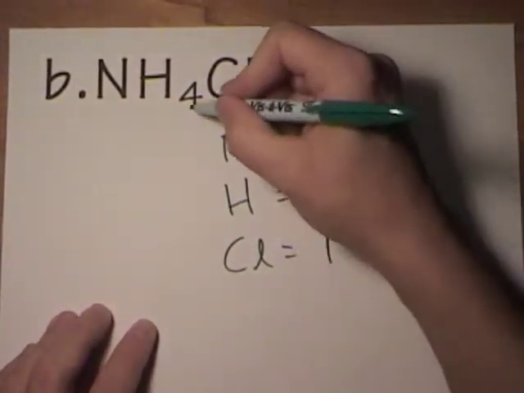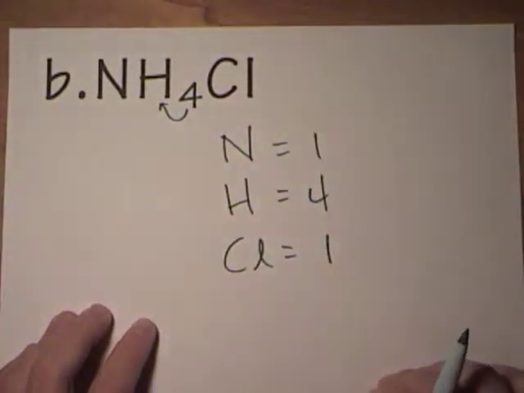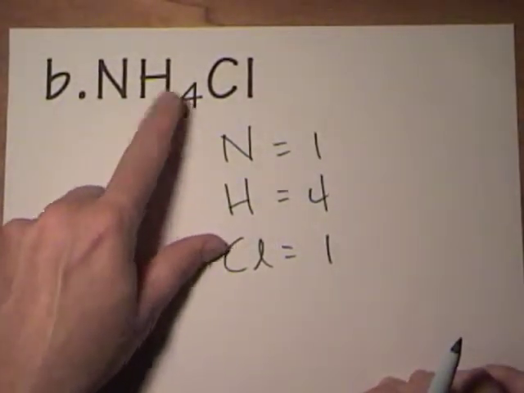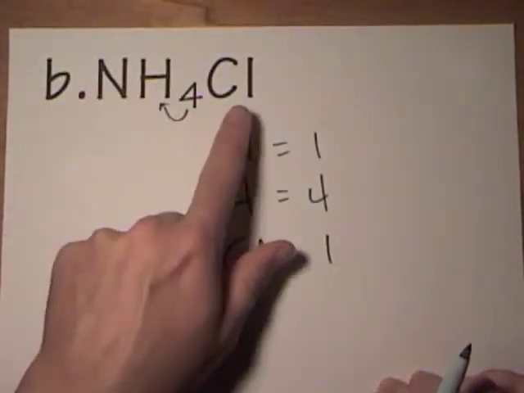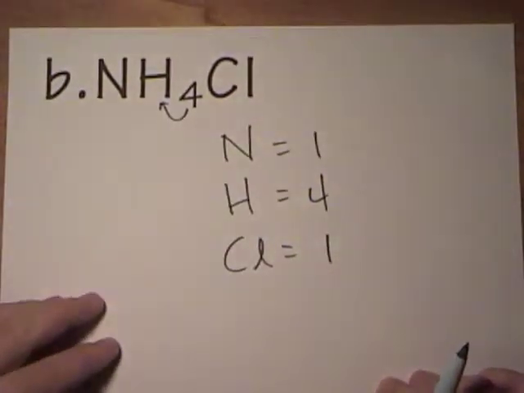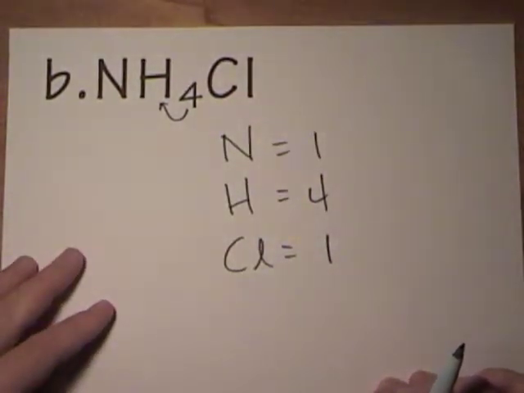Remember that subscripts only count the number of atoms that they're hanging from. That 4 does not count anything about the nitrogen. It doesn't count anything about the chlorine. It just counts the element that it's hanging on.